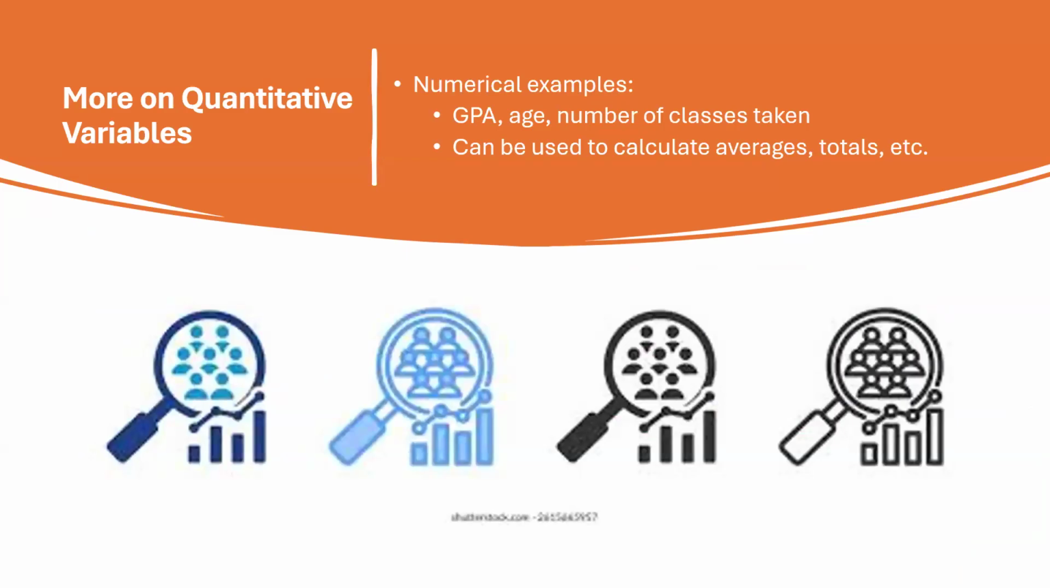Quantitative variables are numerical. You can do calculations like averages or totals. Examples include GPA, age, or the number of classes a student is taking.